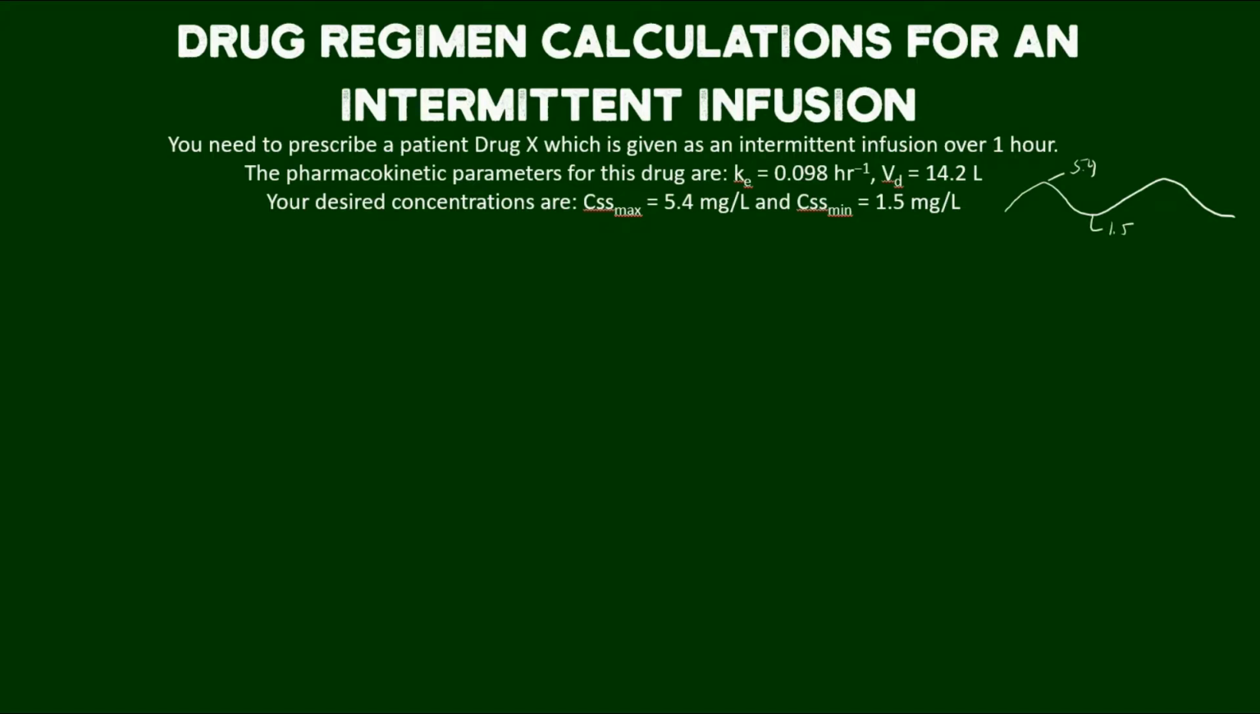So what do we need to calculate a drug regimen? Well, we need a dose and an interval. When we do these calculations, we always start with interval because we need that to calculate the dose. So let's do that for an intermittent infusion. And an interval is always very similar. They always have this first part of the equation.